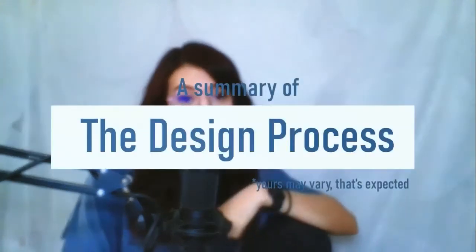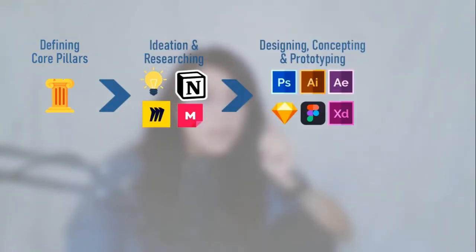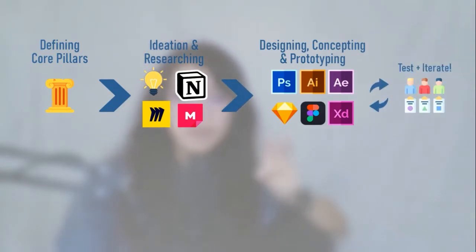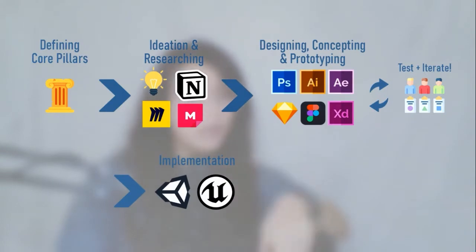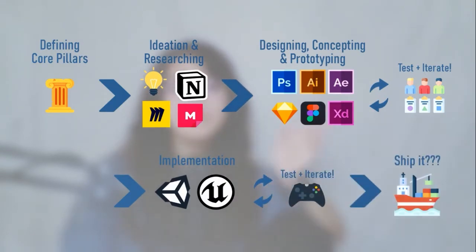We can sum up the design process like this. Defining core pillars, going down ideation and researching, designing, concepting, and prototyping. You test and iterate that. And if it's all okay, you implement it. And if that's all okay, test and iterate again and again and again. And then finally, maybe you ship it. Maybe.